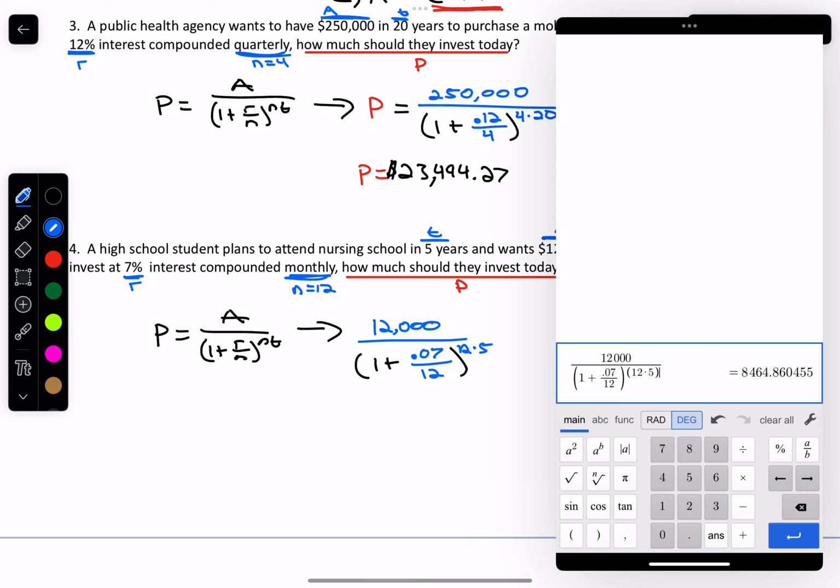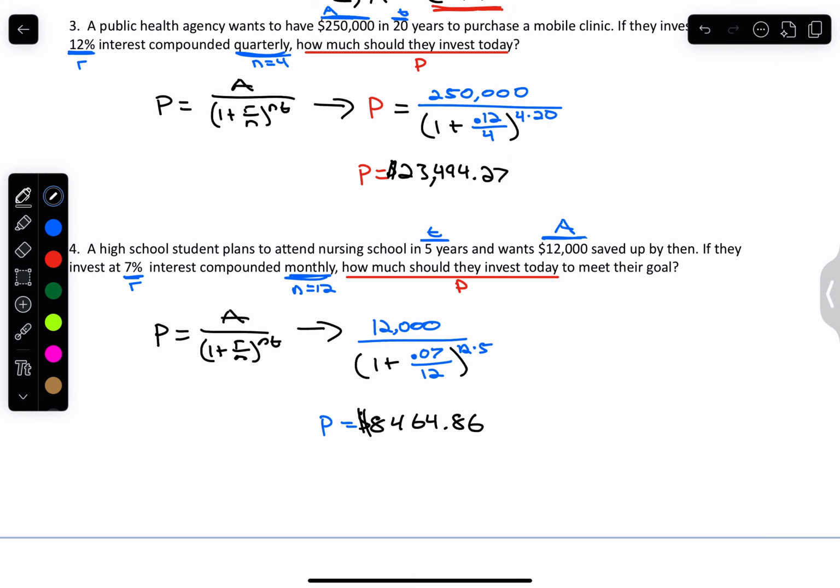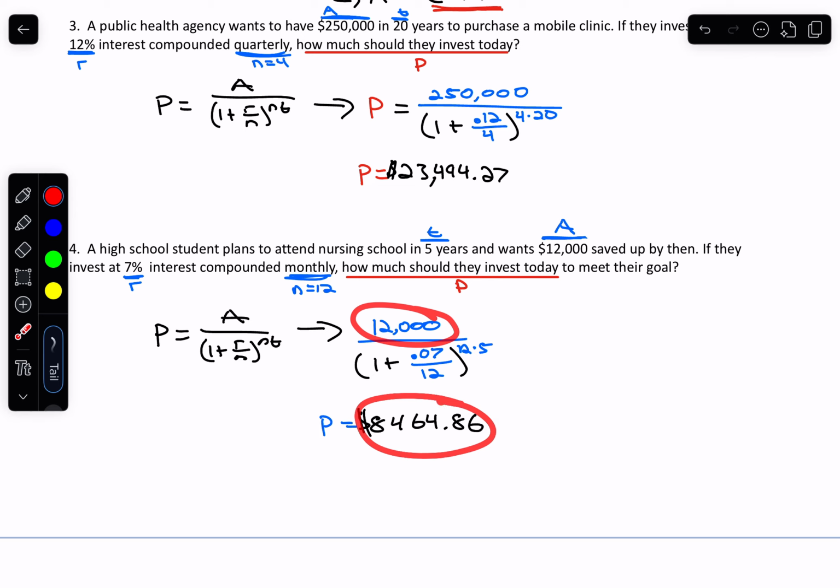This tells me that the student needs to invest $8,464.86. So this gives us a P value of $8,464.86, which notice is not very far off from the amount they want to have. At the end of this period, they want to have $12,000, and we're saying they need to invest $8,000. Those numbers are not that different from each other.